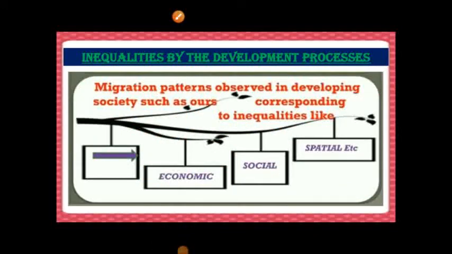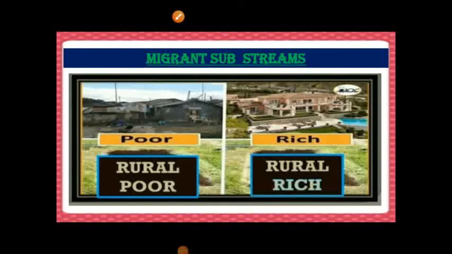The growth processes have also created spatial inequalities by leading to enclaves of growth. The migration patterns observed in a developing society such as ours correspond to these inequalities, such as economic, social, spatial, etc., created by the development processes. Any migrant stream would consist of heterogeneous substreams. For example, if we consider the rural-urban migrant stream, it would comprise the rural rich and the rural poor, each with its own reasons and motivation for migration, the mode of migration, the outcome or consequence of migration, etc.